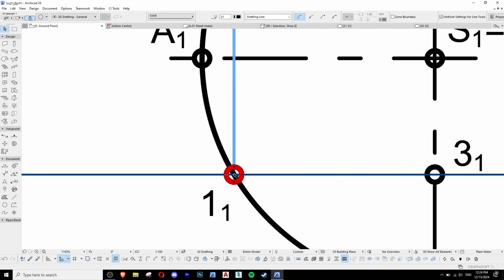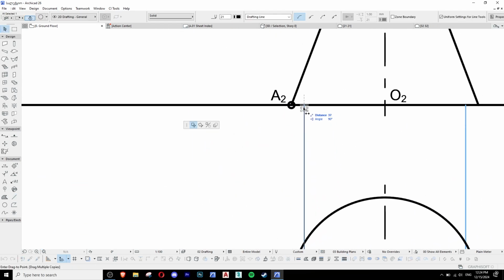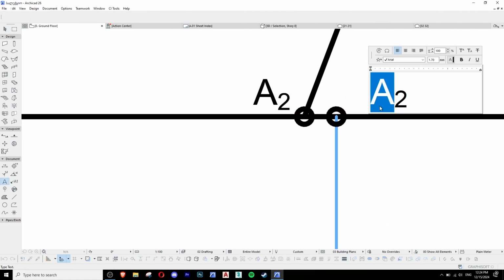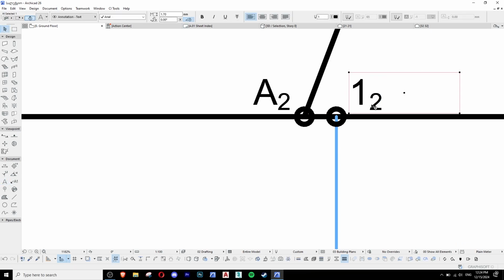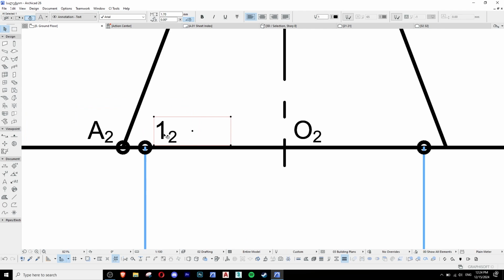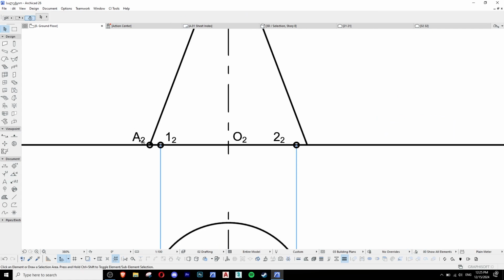We can also give them their respective names here and here. Let's call them what they were called down there. This will be 1, 2, and this one will be 2, 2. And you may be wondering, why do I have point A here?